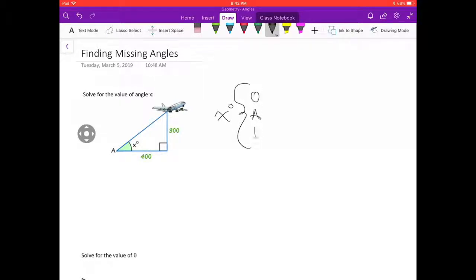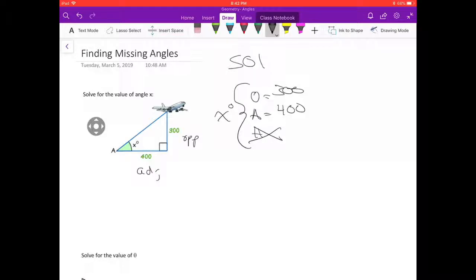Here are O, A, and H. We don't have our hypotenuse. We're just going to cross that out. And our opposite is 300, and our adjacent is 400. So fill that in. The next part is to decide which function we're going to use based off our helpful acronym here, SOHCAHTOA. I have the opposite and the adjacent, so I'm going to use tangent.